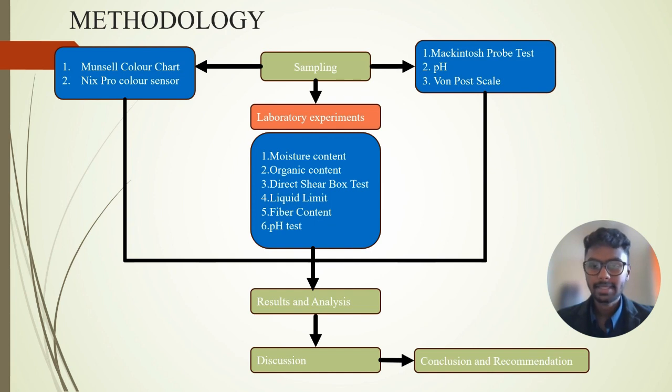Later on, the samples are then brought to the lab to conduct laboratory experiments, which are moisture content, organic content, direct shear box test, liquid limit, fiber content, and also pH test. And finally, after gathering all the results, we will analyze the results and also have a discussion on whether the result that we have obtained has solved our problem. The conclusion and recommendation will later be indicated based on the results that we have gathered.